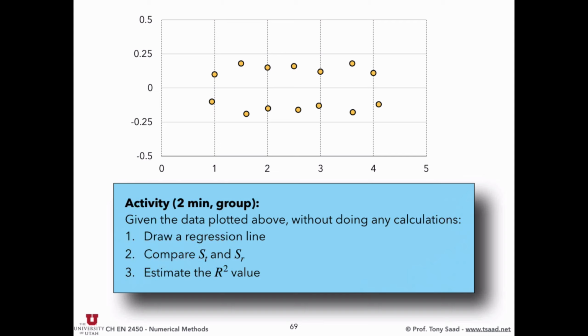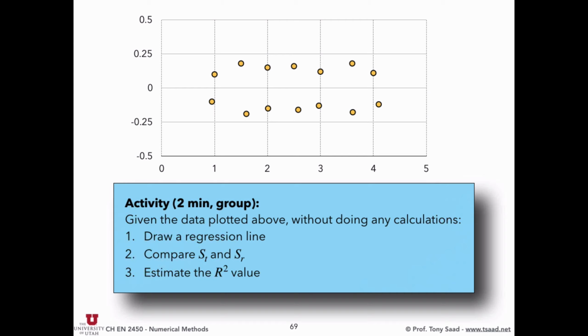Okay, so question 2, comparing ST and SR. We got the Professor Sad group. We decided that the mean would probably be right around 0, which is where our regression line fell. So the ST and SR are going to be identical. Fantastic.